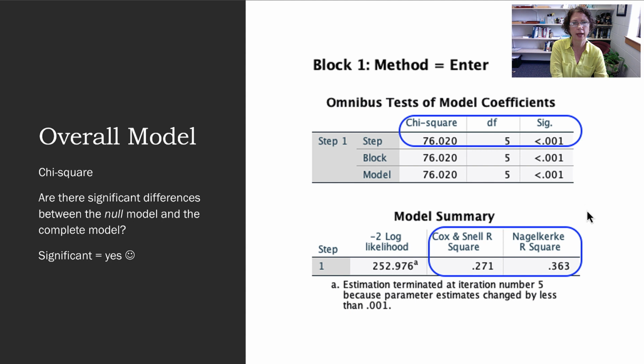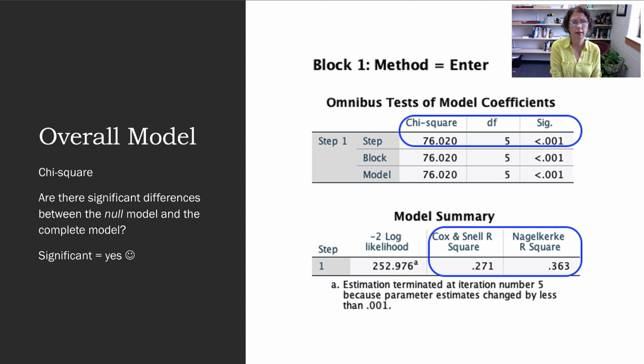Now, we also have the pseudo R-square in the model summary. And the two that we have here are the Cox and Snell R-squared and the Nagelkerke R-squared. And these, like I said, are ways that we can evaluate the model, but they're not exactly the same as the R-square we're used to that would explain percent of variance explained. Here, we can take the R-squared of this complete model and compare it to the R-squared of the null model to see that we have some improvement.